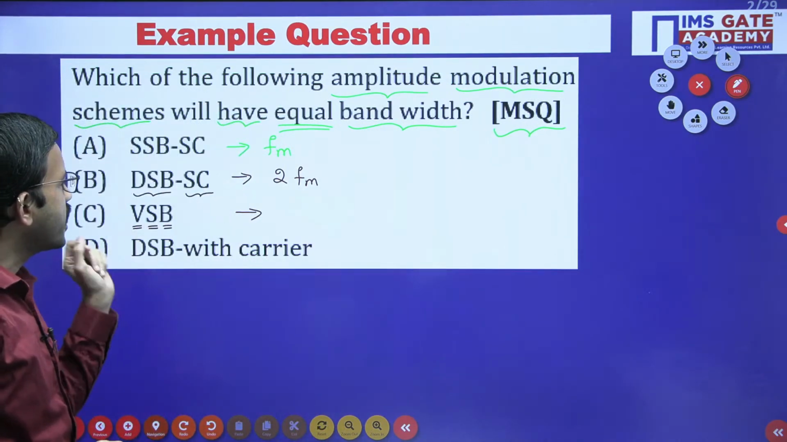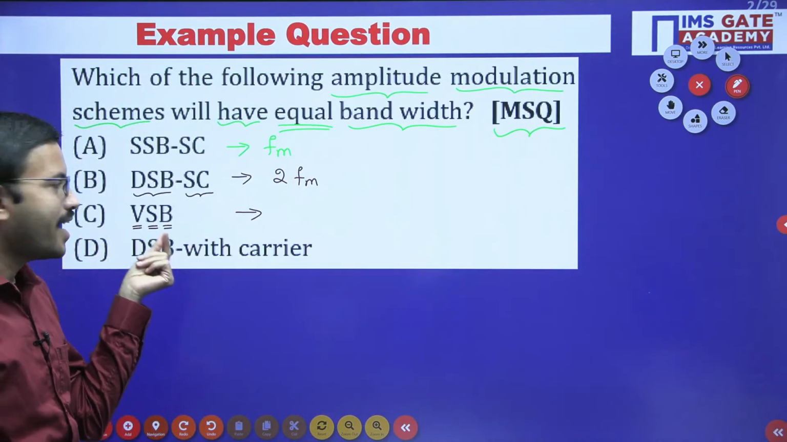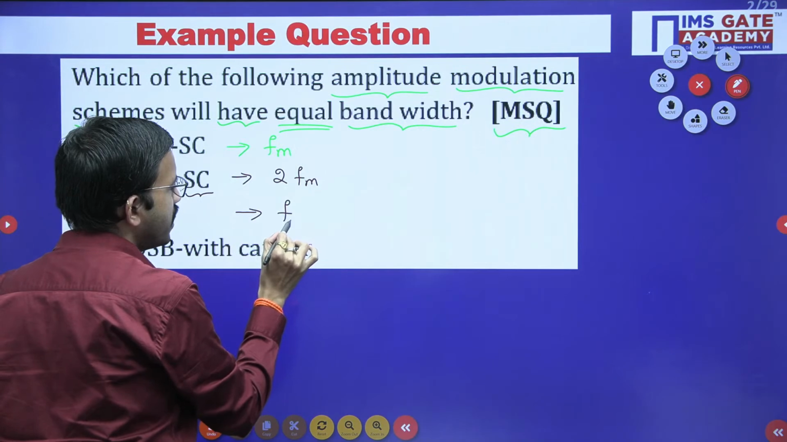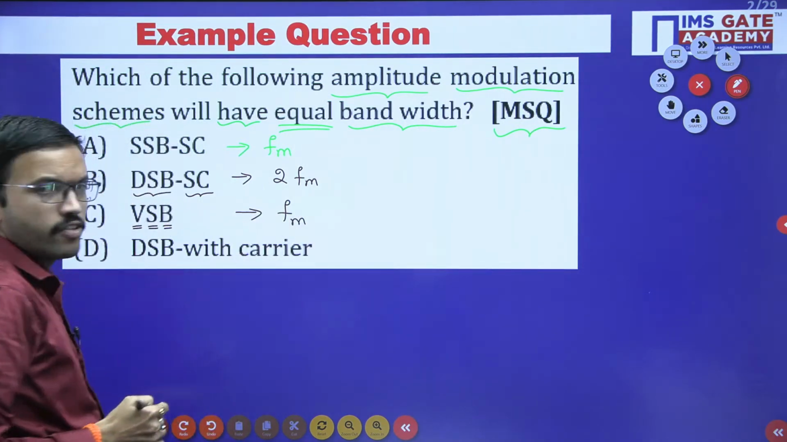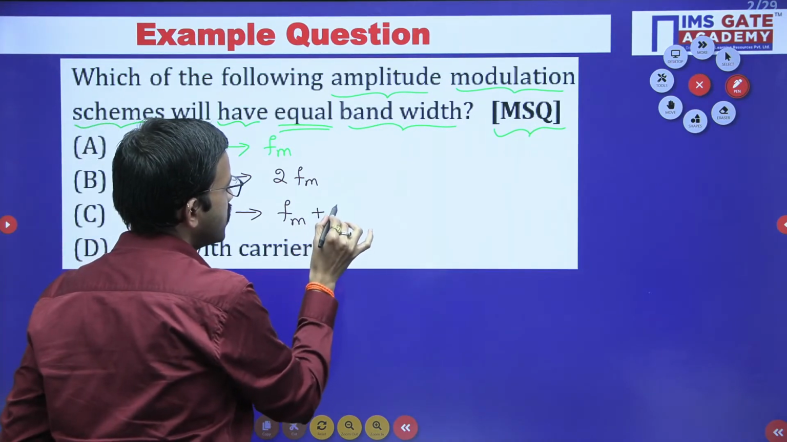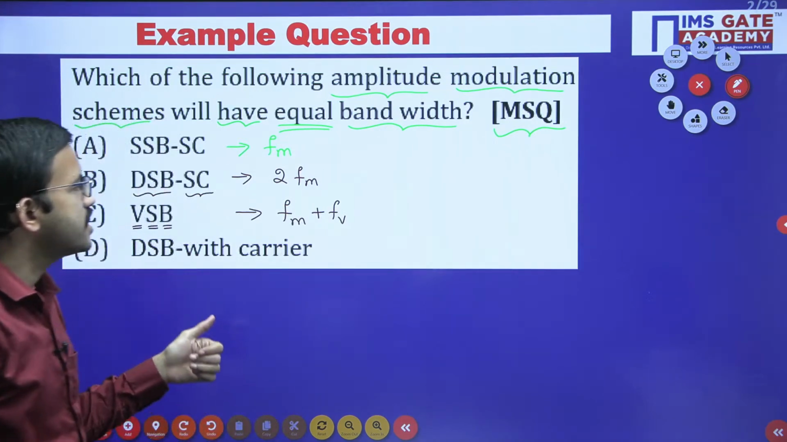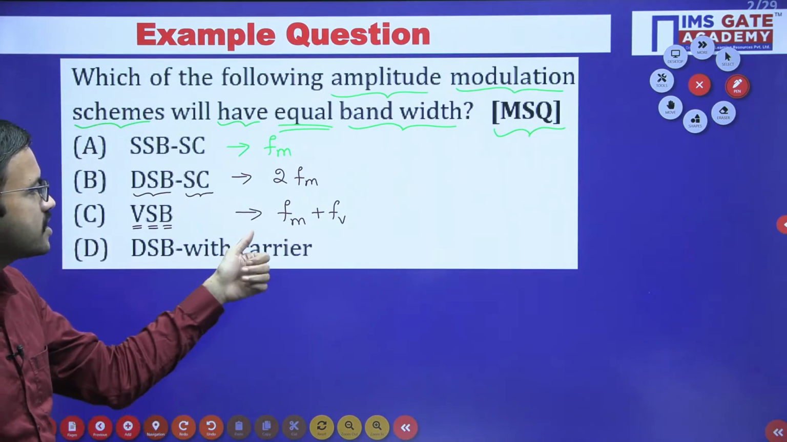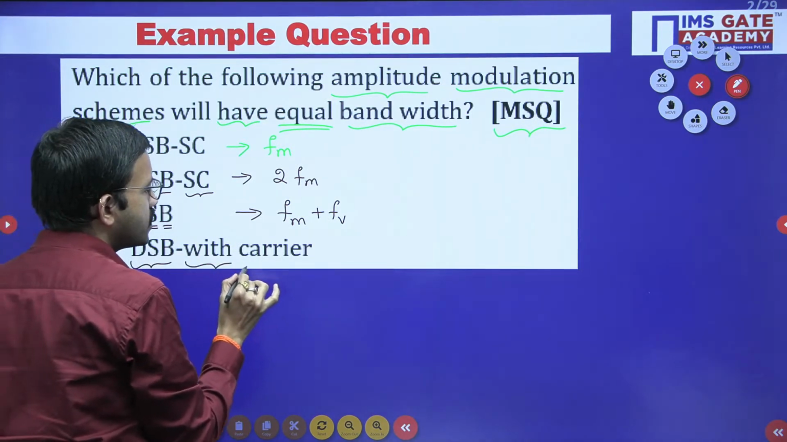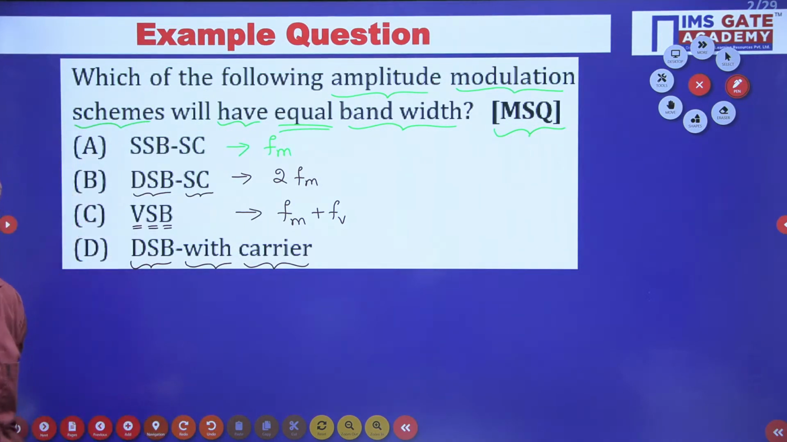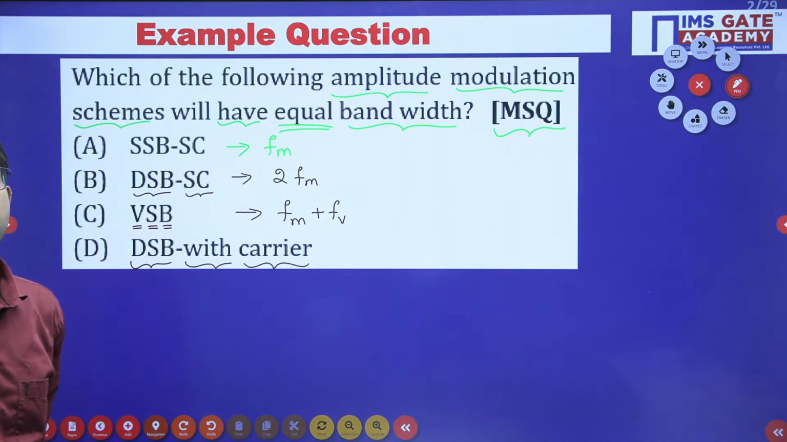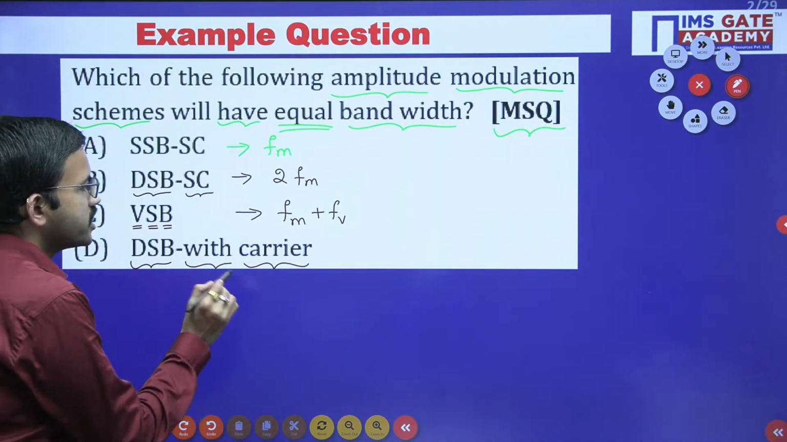In the vestigial sideband, we have one sideband completely and part of the other sideband. Since we have one of the sidebands completely, we will get FM, and part of the other sideband is also considered. Because of that, we can consider the bandwidth of VSB-SC as FM plus FV. Now, the last one, can you guess what is the bandwidth for this last modulation technique? For the last modulation technique, what is the bandwidth?